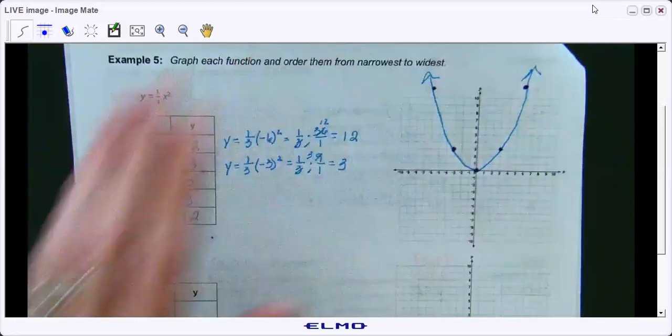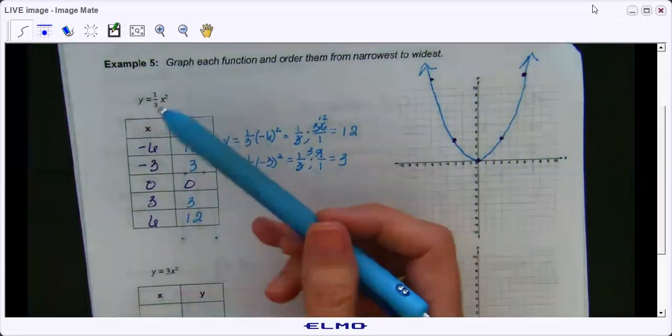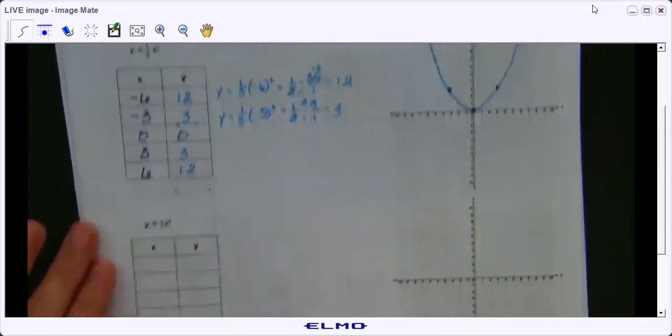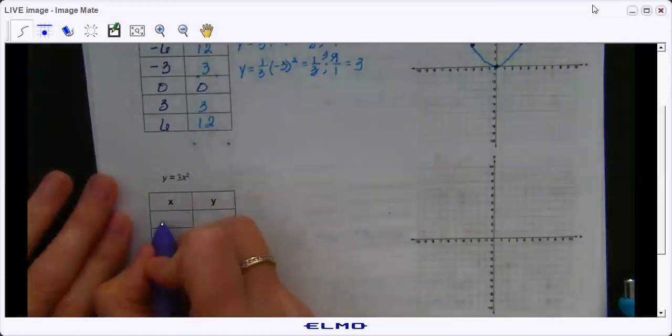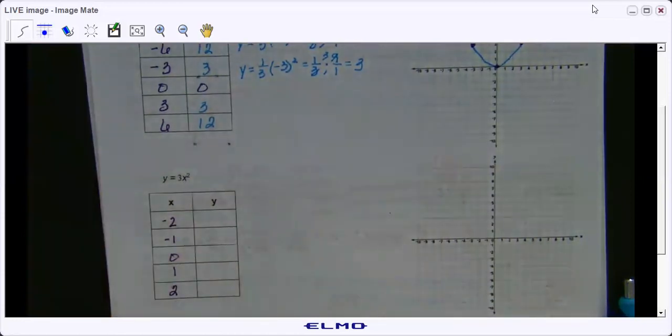Okay. And once we get all 3 of these graphed, we're going to figure out just by looking at the equation, how we can identify a narrow graph versus a wide graph. Okay, I want you to go ahead and do this next one. We're going to use -2, -1, 0, 1, and 2. So go ahead and graph this one. And then we'll come back and check our graphs.